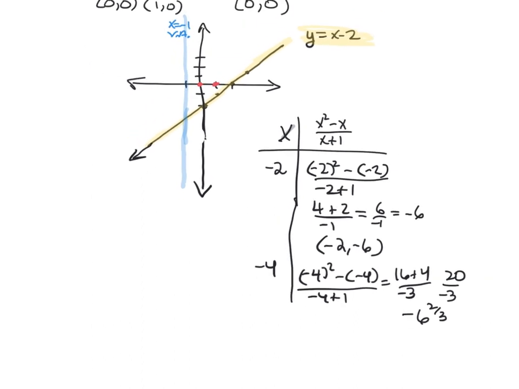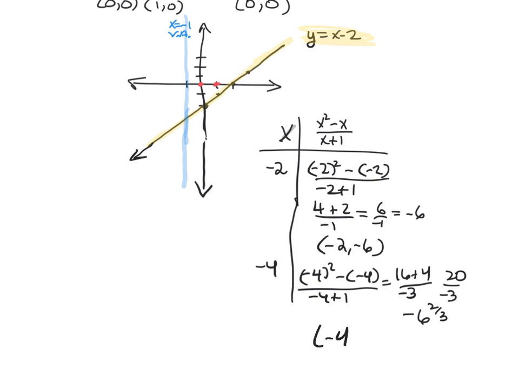So let's graph these. So I'm going to graph negative 4 and negative 6 and 2/3. So if I come over here, let me add in some marks, 2, 3, 4. So negative 4, and then 3, 4, 5, 6.